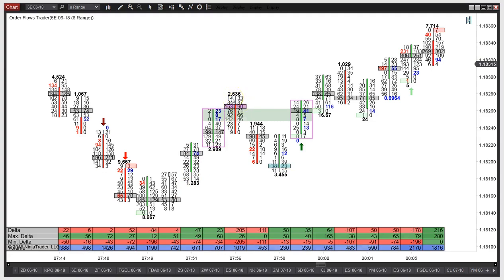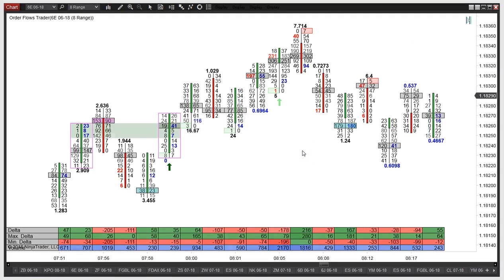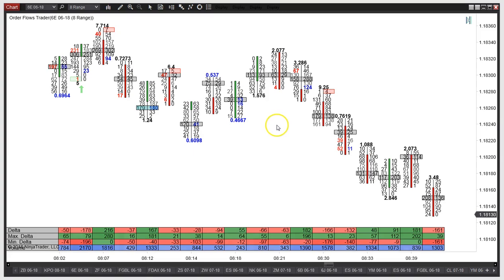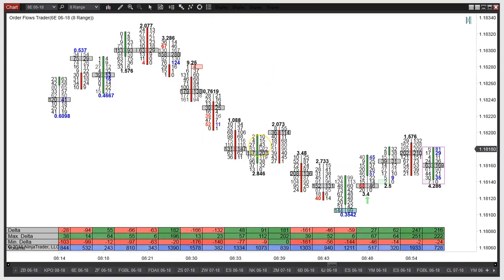Here you've got a stacked imbalance, but then again you've got a prominent point of control, a bearish one, followed by a bullish one, followed by multiple buying imbalances, followed by a sweep happening in the market. The market continues rallying. Here you've got a prominent point of control. Market just goes sideways though.